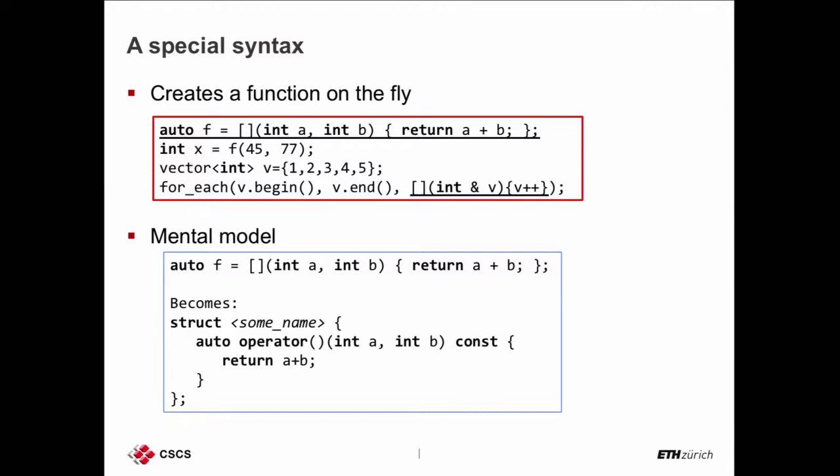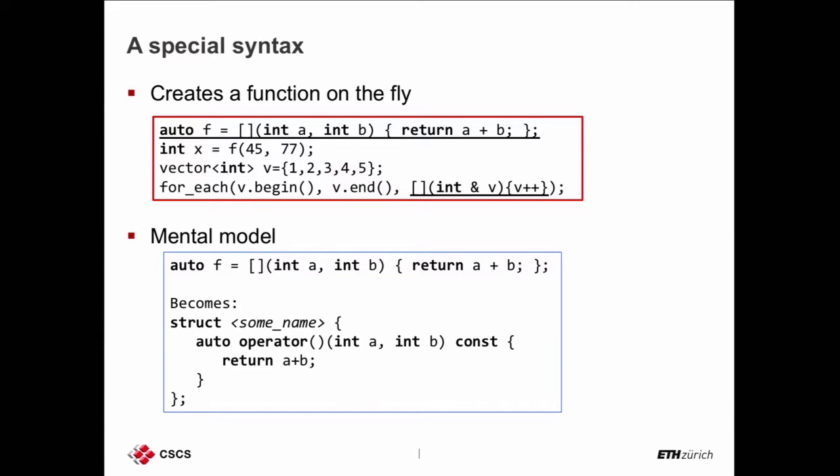Basically, you can inspect the type. You can know what the type is, but it's up to the compiler to generate a type for you. So this lambda will have a type, but it's not going to be very useful for you, but it will have a type.